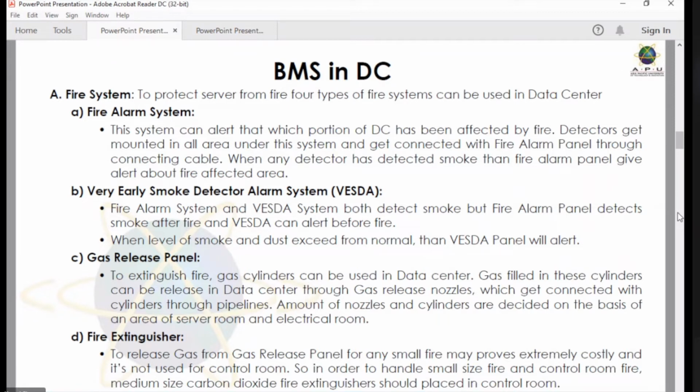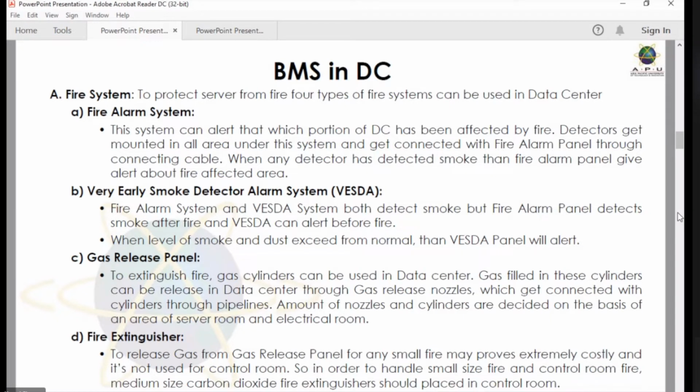Gas release panel to extinguish fire. Gas cylinders can be used in data centers. Gas filled in these cylinders can be released in the data center through gas release nozzles, which are connected with the cylinders through pipeline. The number of nozzles and cylinders are decided on the basis of the area of the server room and electrical room. So there are detection systems, smoke detection systems, and there are gas release systems. There are pipes and nozzles. If there is any fire, then gas is released to put out the fire.